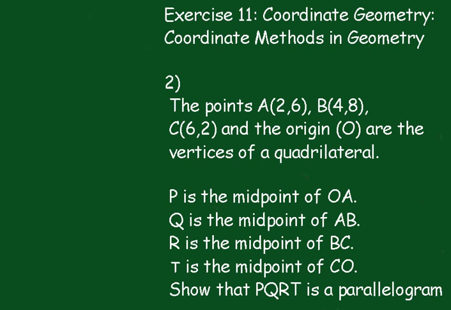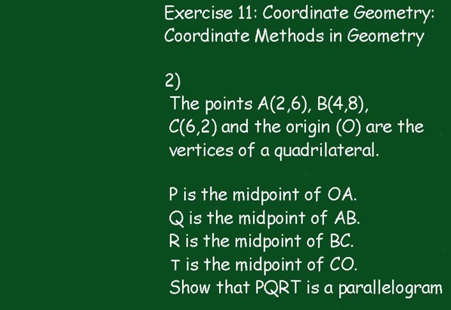Right, number 2. The points A (2, 6), B (4, 8), C (6, 2), and the origin O are the vertices of a quadrilateral. P is the midpoint of OA, Q is the midpoint of AB, R is the midpoint of BC, and T is the midpoint of CO. Show that PQRT is a parallelogram. Right, so just pause the video, draw up that diagram. Remember, try and keep the scale the same on both axes. And see if you can prove that.